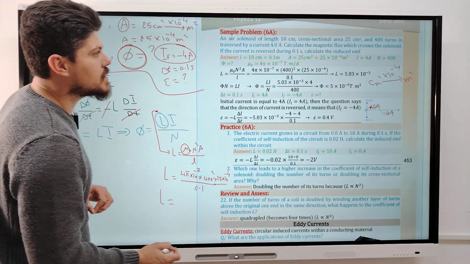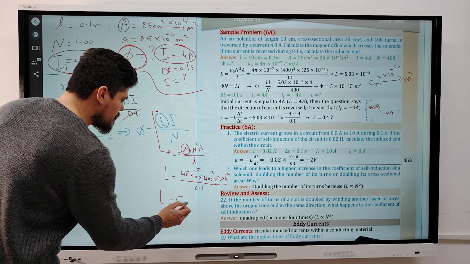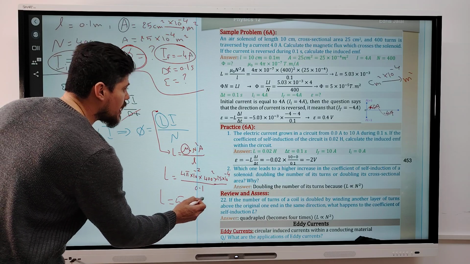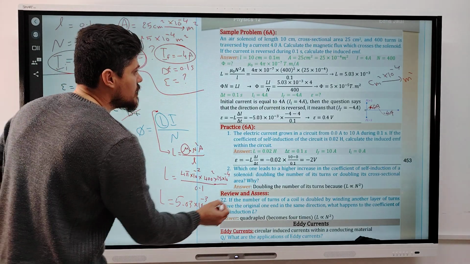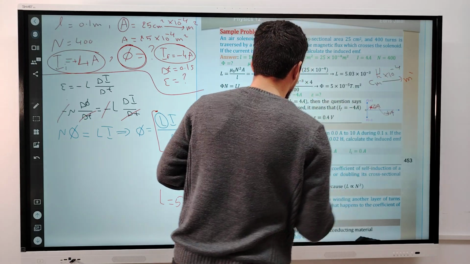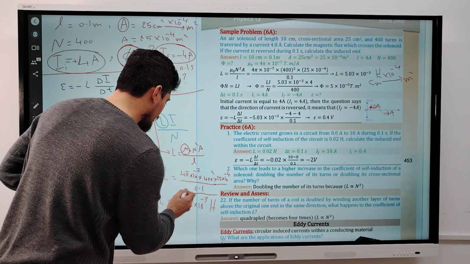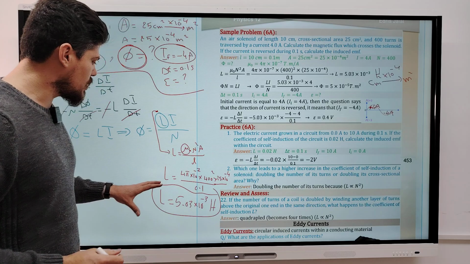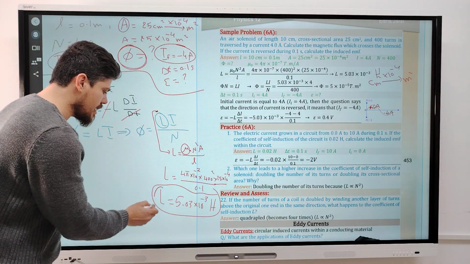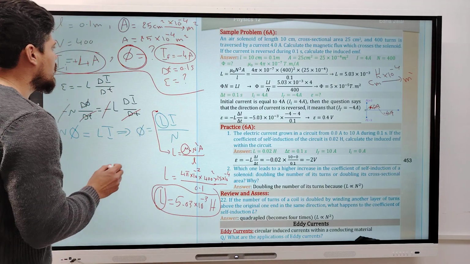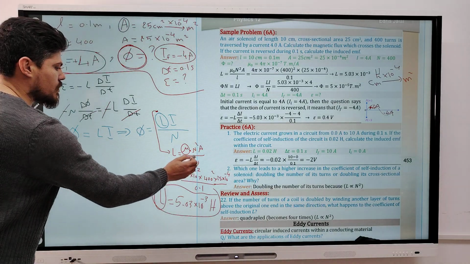L is equal to what? L is equal to 5.03 times 10 power negative 3 Henry. This is Henry, okay? Henry. So, please don't be confused about this L with the length of the solenoid. The length of the solenoid is small l.